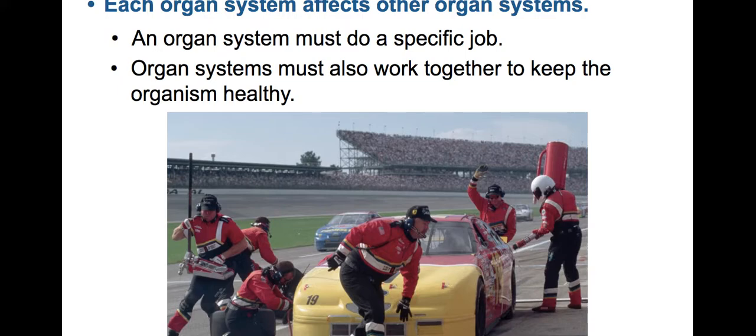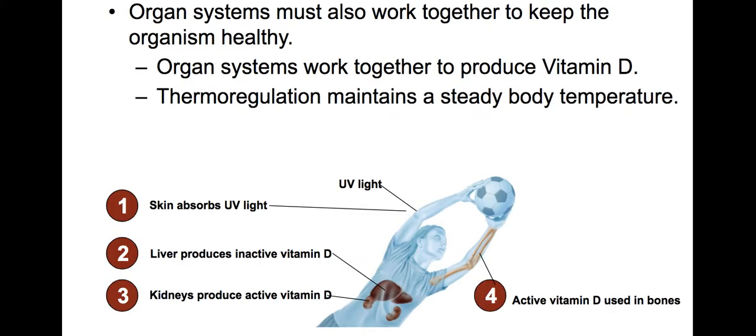Organ systems must also work together to keep the organism healthy. I feel like that's kind of obvious, but organ systems work together to produce vitamin D. Something called thermoregulation, which we've talked about before, maintains a steady body temperature. Remember, anything that has the word thermo in it usually has to do with temperature, like thermostat or thermometer, thermoregulation.